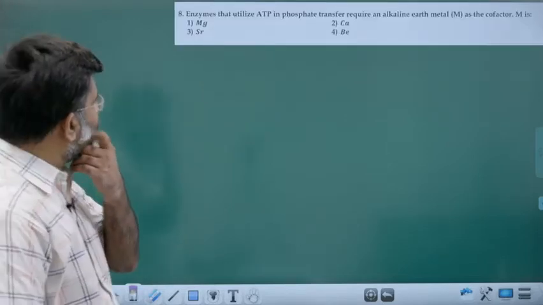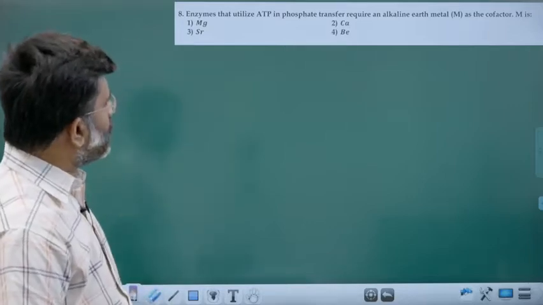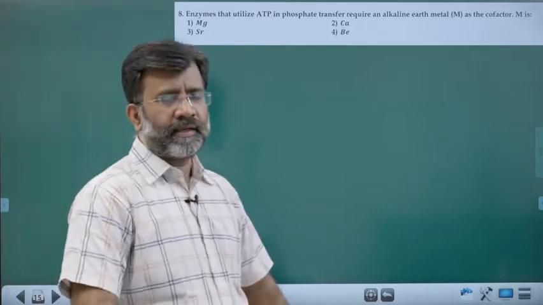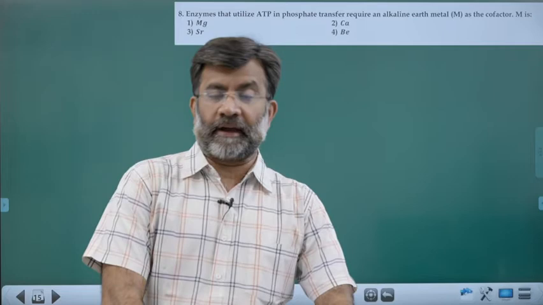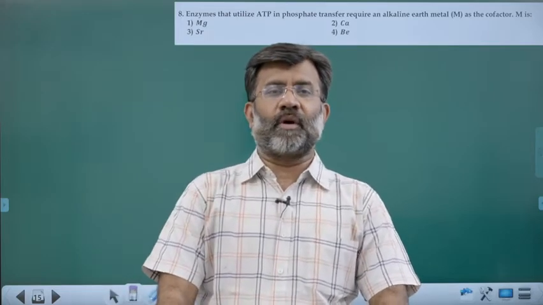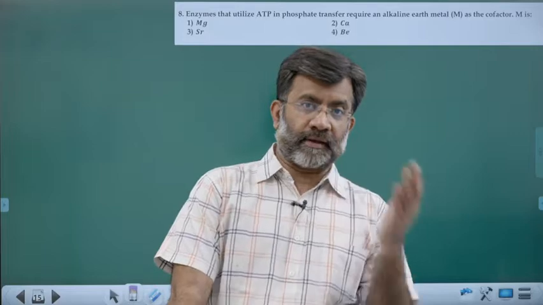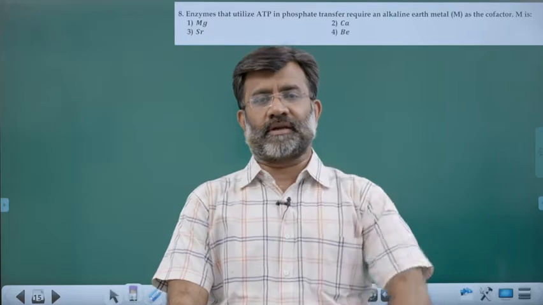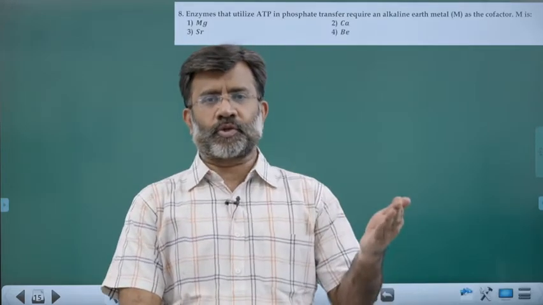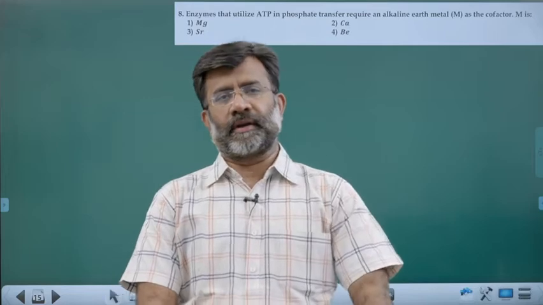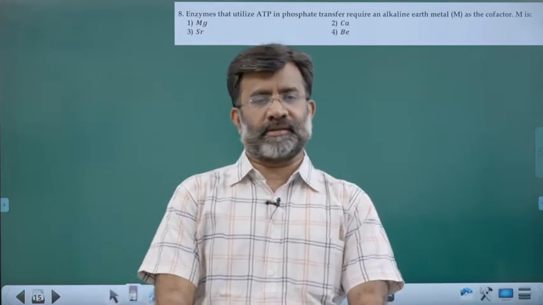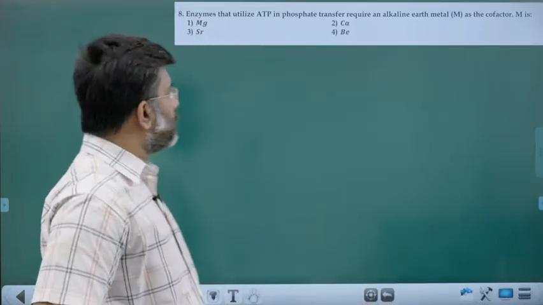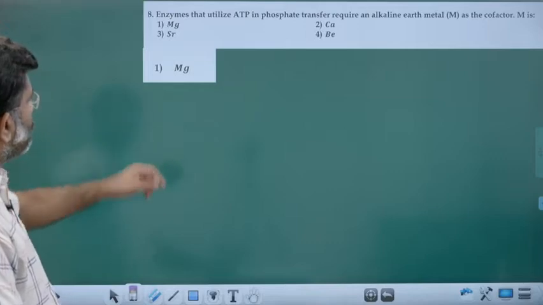Enzymes that utilize ATP in phosphate transfer require an alkaline earth metal M as cofactor. You can find this in NCERT in the biological importance of alkali. Alkali metals, sodium and potassium, and alkaline earth metals, magnesium, calcium, etc., are referred to in the last portion of each group in the s-block, biological importance. Many important points are referred there and can come as an objective question like this. And all of you know it is magnesium.